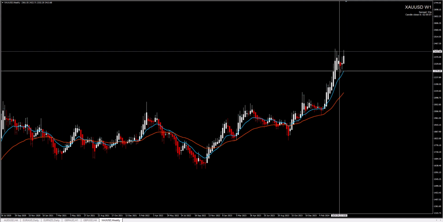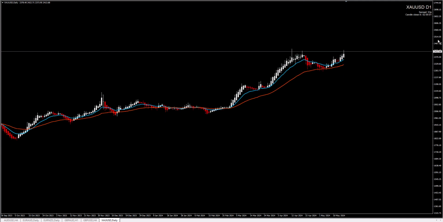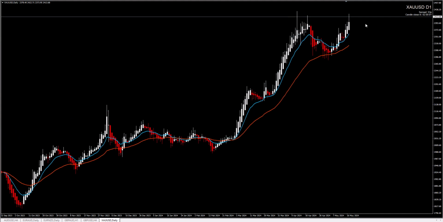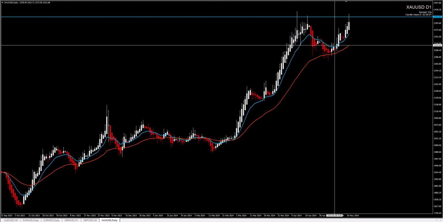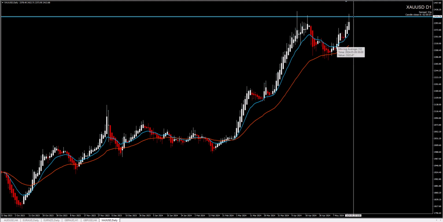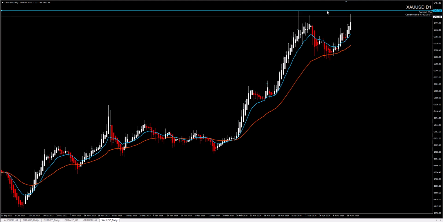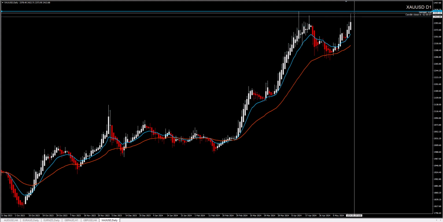Okay, and the last is gold, like always, and we still see that gold is pushing up on the weekly chart. If we go to the daily chart, we have a situation that price reached the previous top, and this was also our target from this area. The last high is up here, so we still have some room. It still looks very strong.